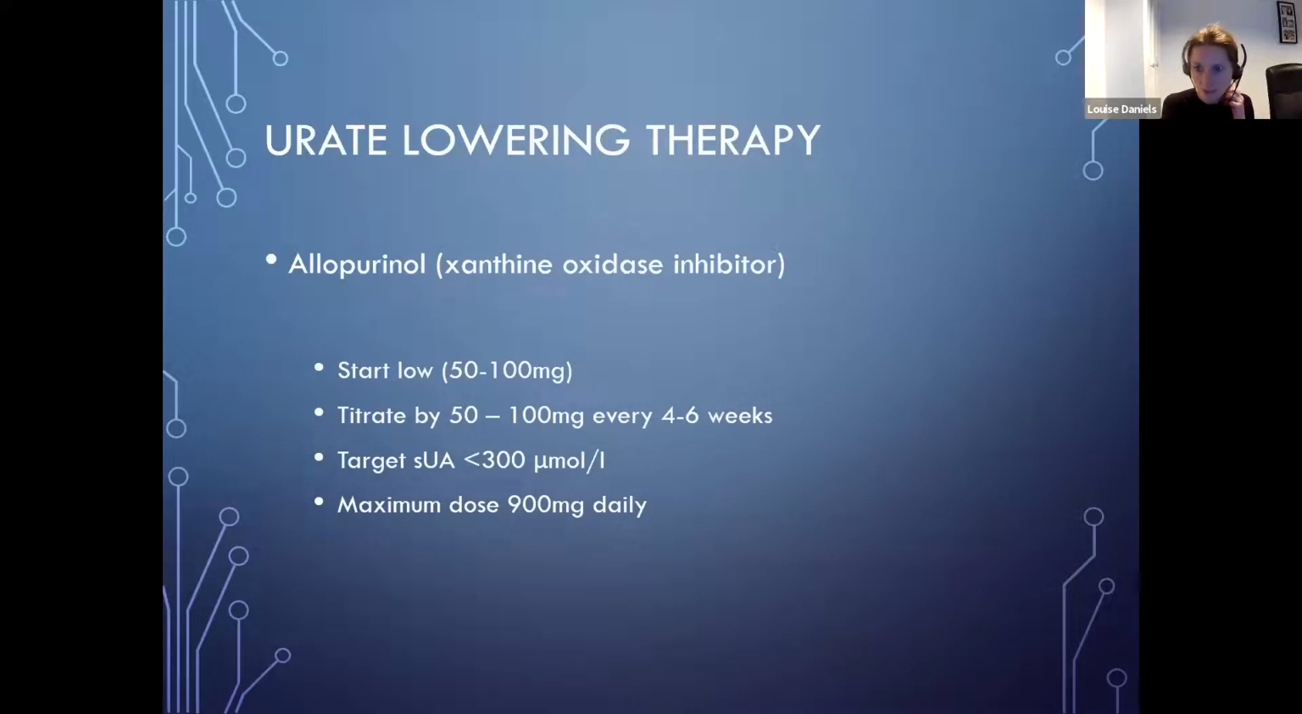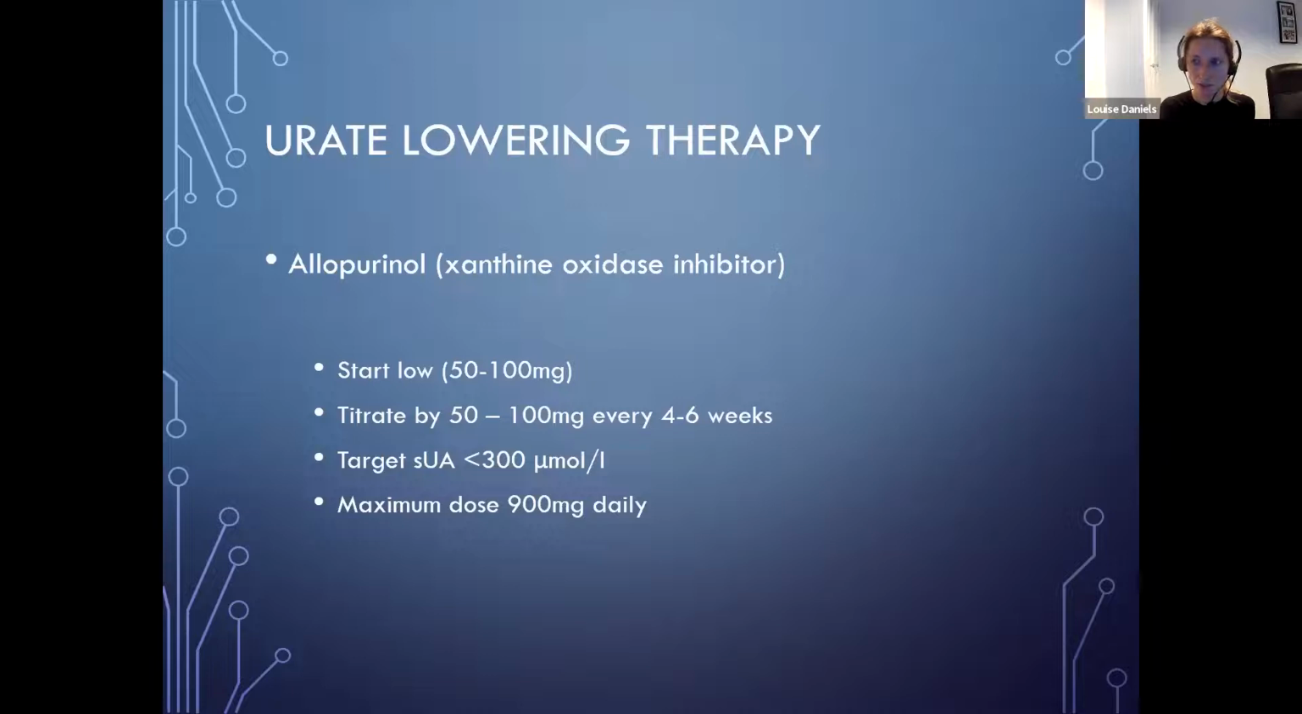And then they need to go on something to reduce that very high uric acid level, which is driving the disease. And the most common first-line treatment would be allopurinol, which is a xanthine oxidase inhibitor. So the dose is started low, 50 to 100 milligrams, and can be increased every 4 to 6 weeks by 50 to 100 milligrams. Aiming for a serum uric acid level less than 300.